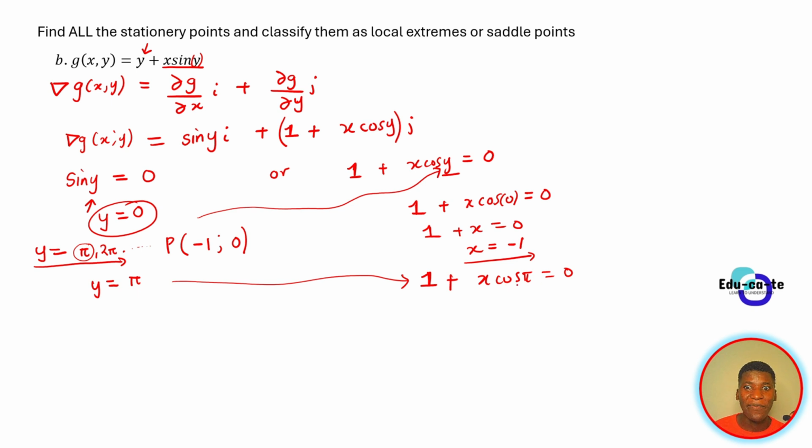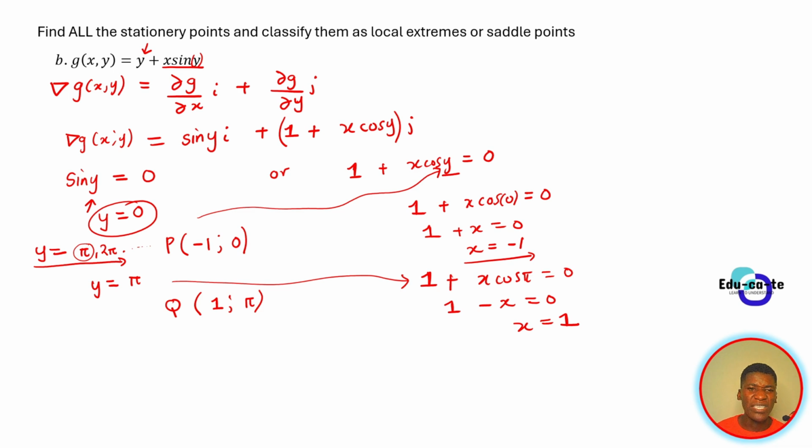Okay, negative 1, I mean. It will give us negative 1. So this will be 1 minus x equals 0, such that x equals positive 1. So yeah, we do have another point. We do have another stationary point. We can name it Q, given by an x value of positive 1 and a y value of pi.